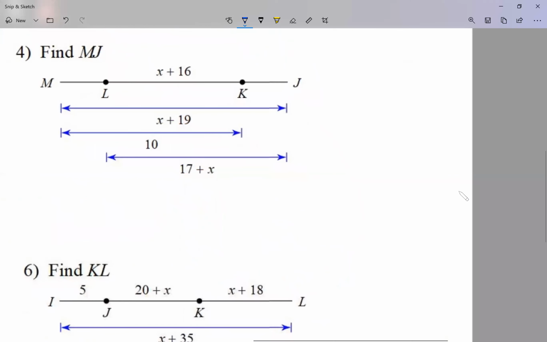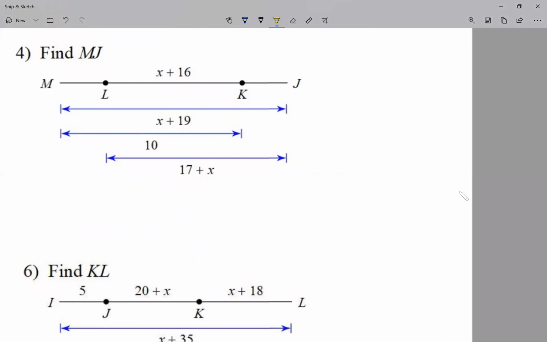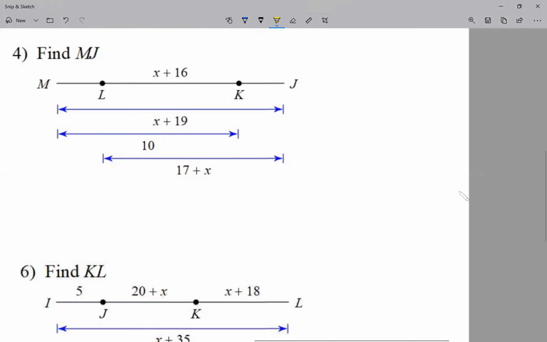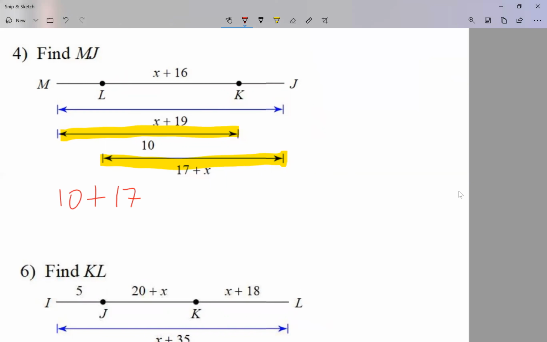All right, let's take a look at question number 4. I'm going to find a segment that starts on the far left and it goes and it stops somewhere. Probably doesn't make it all the way through. So I'm looking at this segment, which is 10. Then I'm going to look at a segment that starts on the far right and it doesn't quite finish. I know if I add those two segments, okay, so 10 plus 17 plus x.